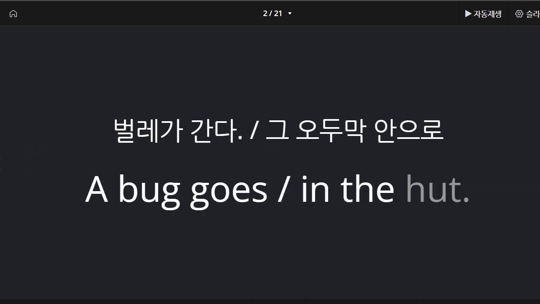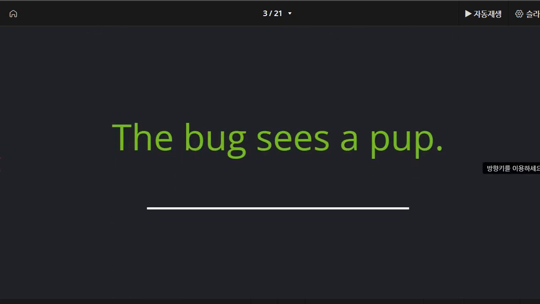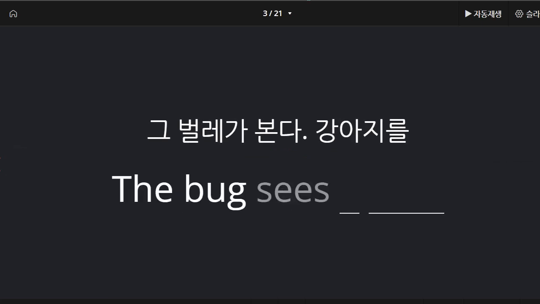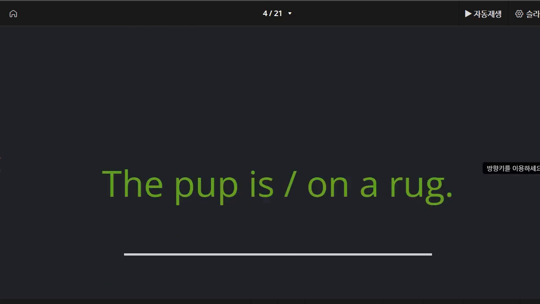A bug goes in the hut. The bug sees a pup. 맞는 말이야? 그 벌레가 보다 하나의 강아지. 그렇지.